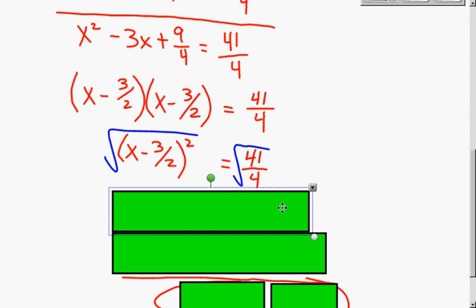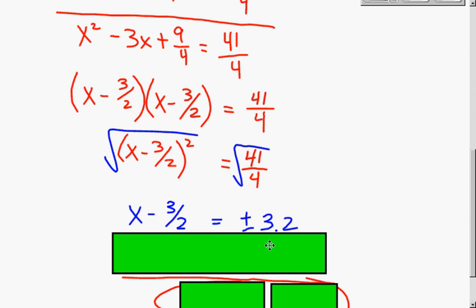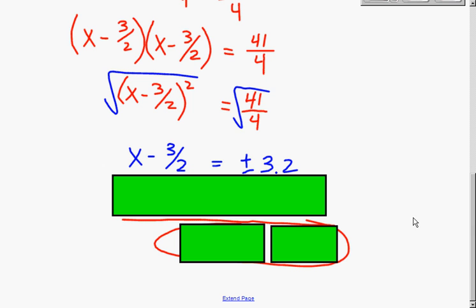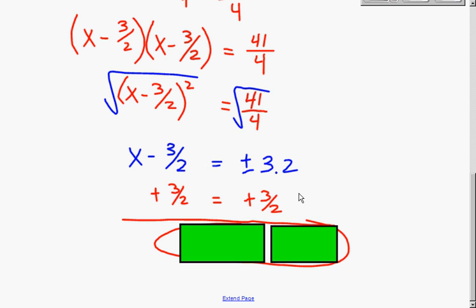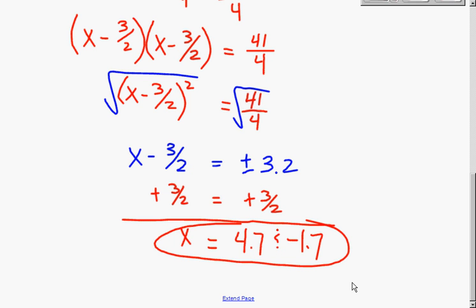After we square root both sides, we wind up with x minus 3 halves equals plus or minus 3.2. In order to get x alone, you need to add 3 halves to both sides. When you add 3 halves to both sides, you get x alone on the left side. Here you have a positive 3.2 plus 3 halves. You wind up with a positive 4.7. You also need to take the negative 3.2 plus 3 halves, and you wind up with negative 1.7. So again, 2 answers here. This concludes lesson 46, 8.5, completing the square when A is not 1.